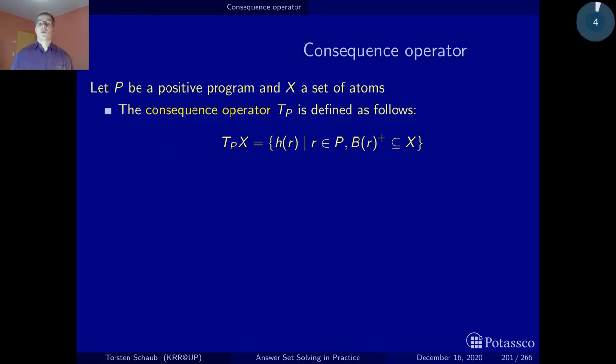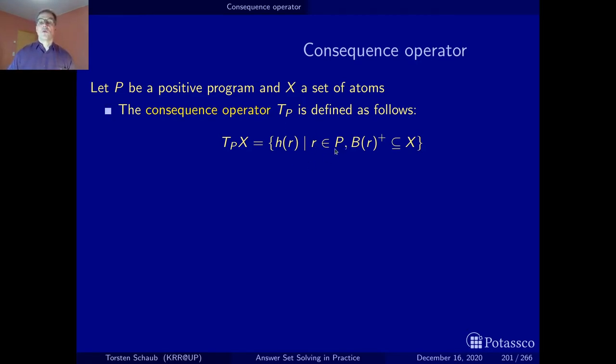Now, the idea is more or less we have a positive logic program P, and we have a set of atoms which acts as the input, and then the TP operator, or as it is also sometimes called the immediate consequence operator, gives us all the heads of the rules that are applicable in view of X. So let's briefly look at the definition, right?